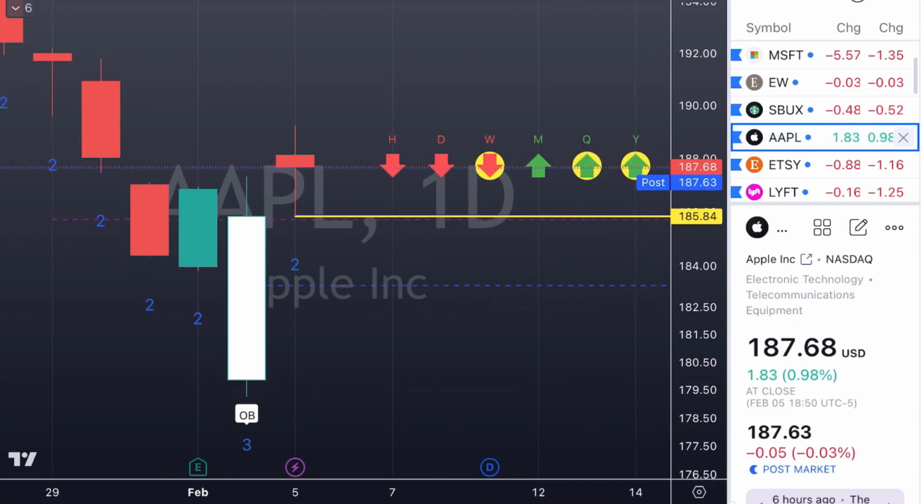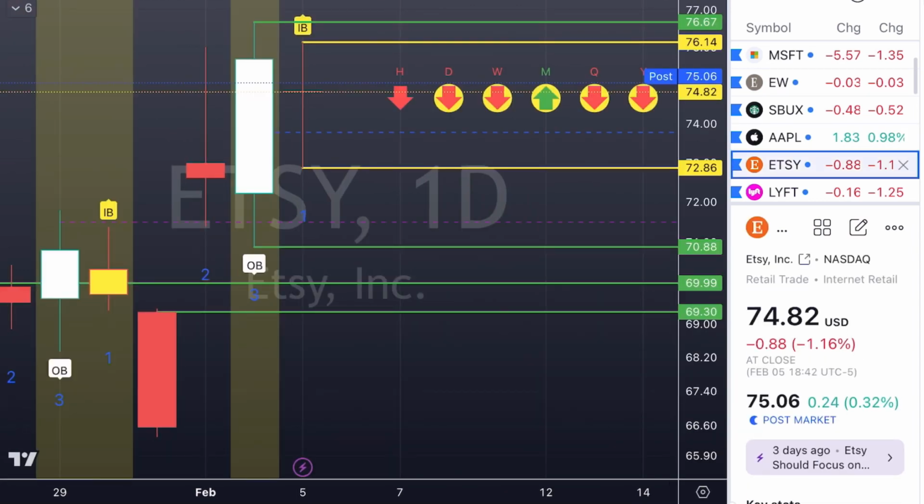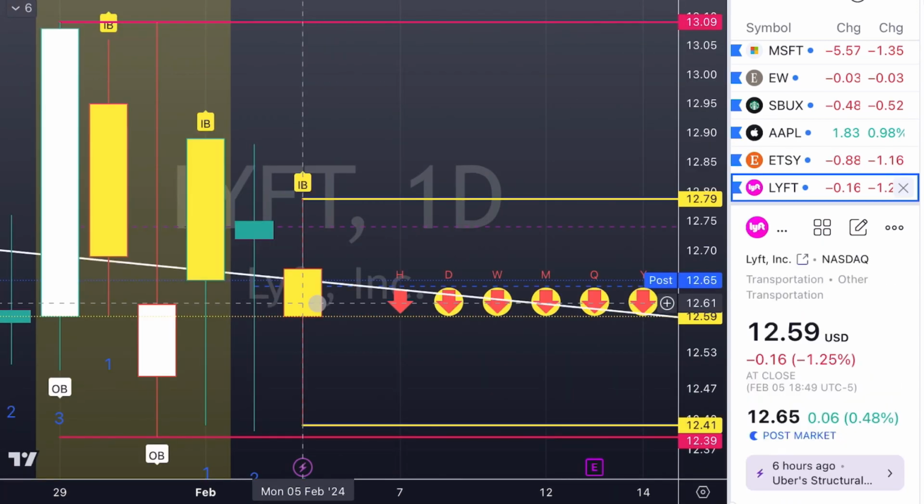Okay, Apple 2 up red. So we're going to look for that to trend back down. We're looking for puts at 185.84. Etsy, 3-1 setup. Look, there's the last 3-1 setup we had on Etsy. Big run to the downside for a successful trade. We're going to look for that same type of move tomorrow. We're going to look for a trigger of 76.14 for calls, 72.86 for puts.